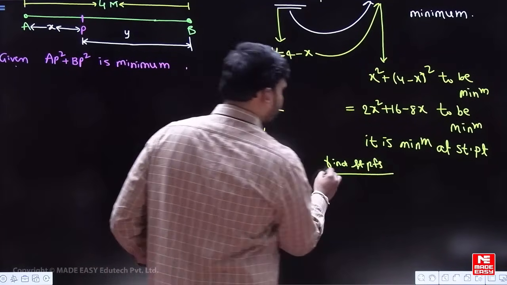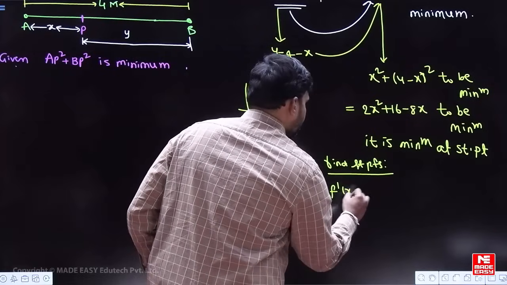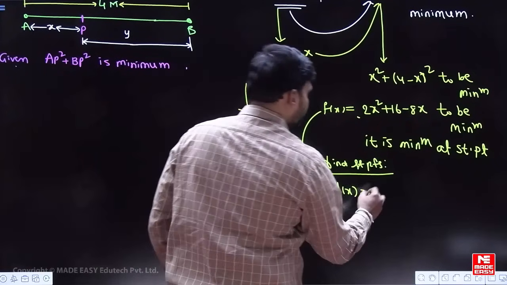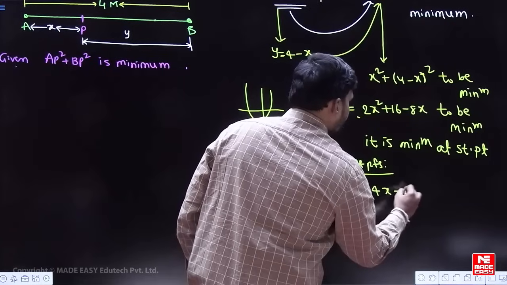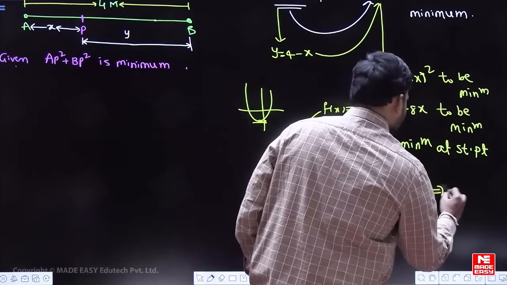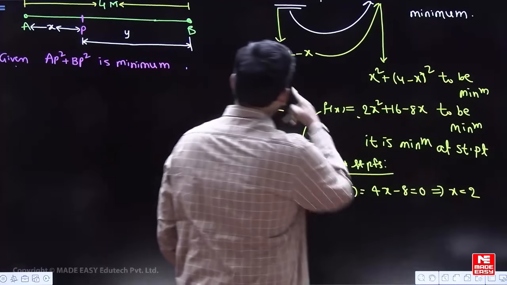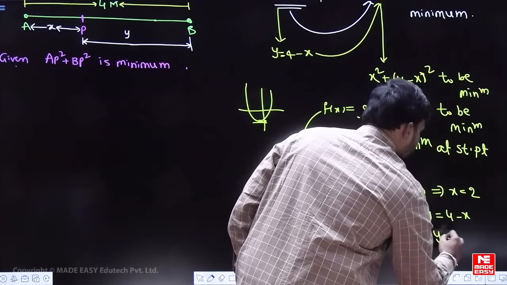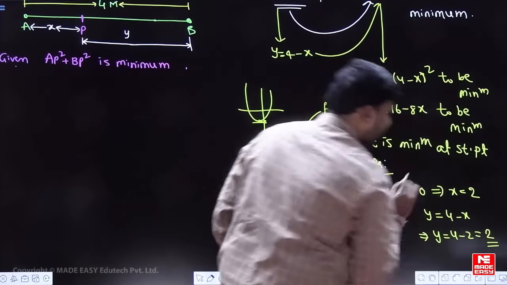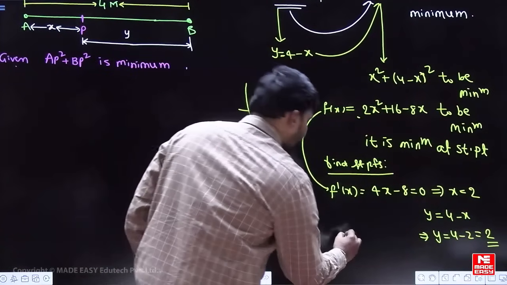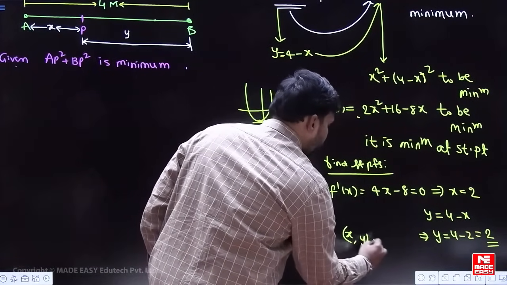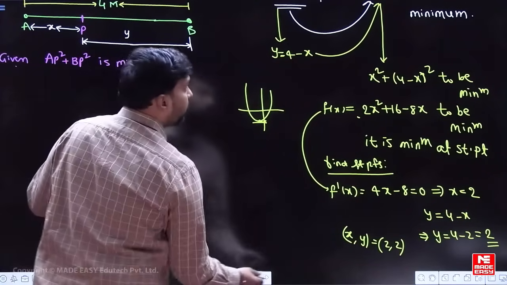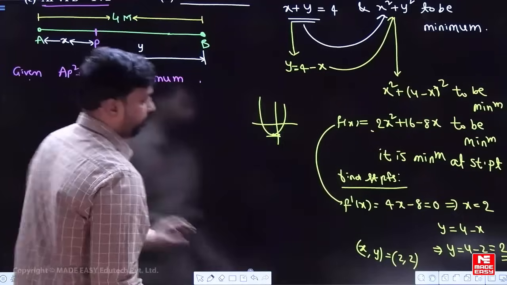For that, suppose this function is some f of x. So f dash of x is nothing but 4x, right? And minus 8 is equal to 0. So this implies that x is equal to 2. If x is equal to 2, then y is equal to what? 4 minus x gives y equal to 4 minus 2, that is 2 again, right? So therefore here you are getting x comma y as 2 comma 2, right? So since x equal to y, now let me tell you this question here.